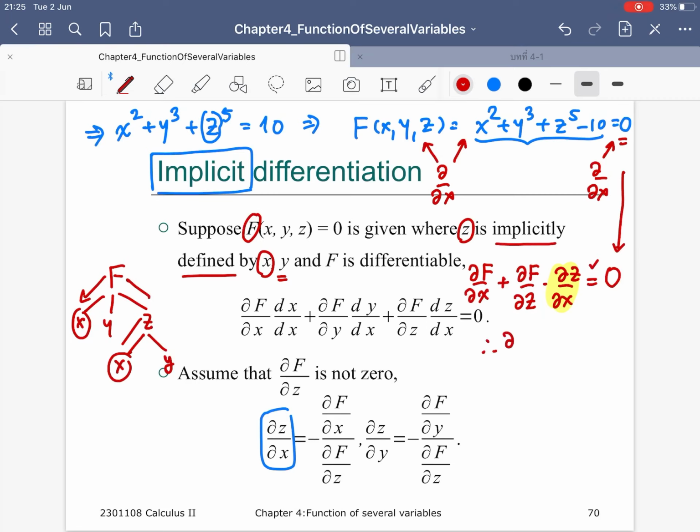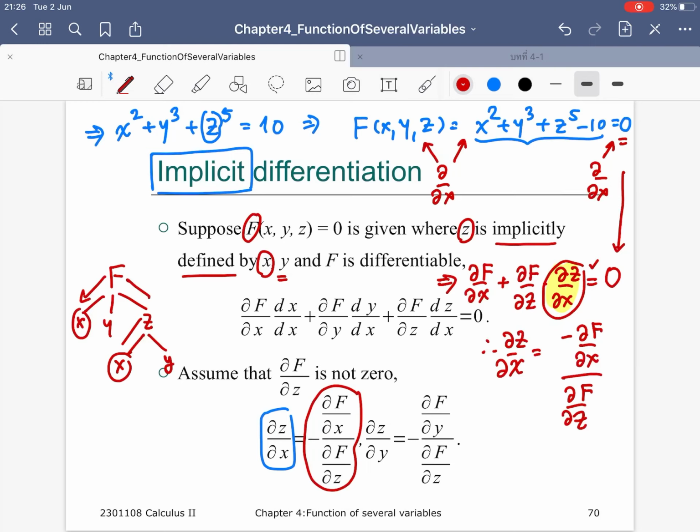So if you solve for it, the dz by dx becomes negative dF by dx over dF by dz, which is the same formula as what we have here. However, as we do the problem, we usually use this relation instead, and we are going to figure out dz by dx by ourselves, without using this kind of formula.